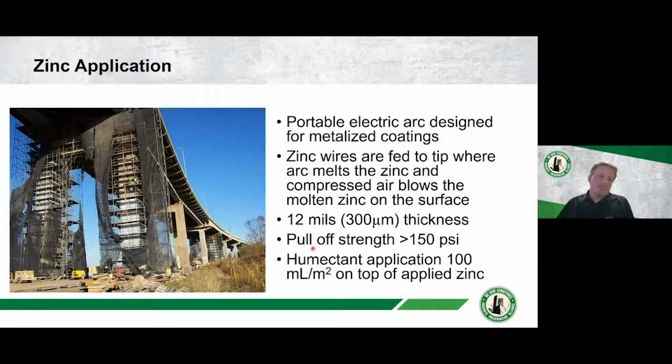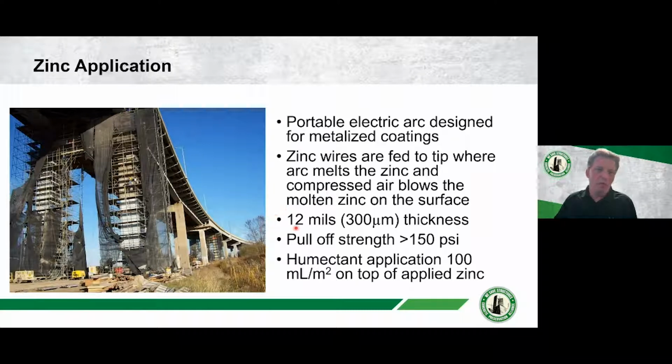So you can kind of see the operation here. They've got some screening up to keep the debris from flying around. They use zinc wires fed through. Well, we have a metallizing machine. We call it a bridge master, and we connect it to compressed air. You can see the generators here, and then we use a pretty large generator, typically a 25 kVA generator for one machine.